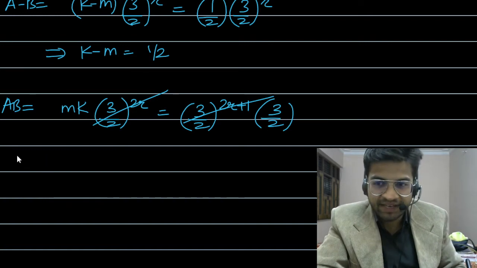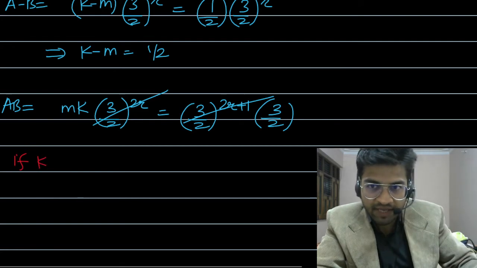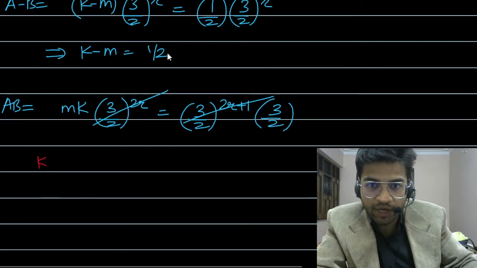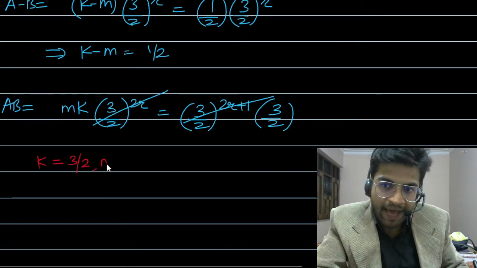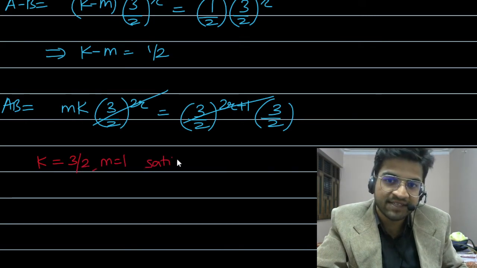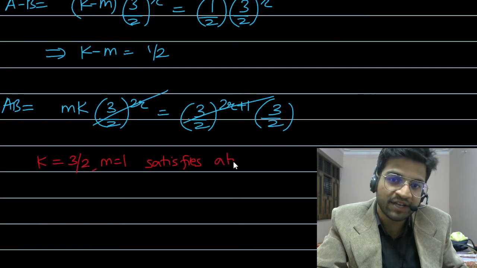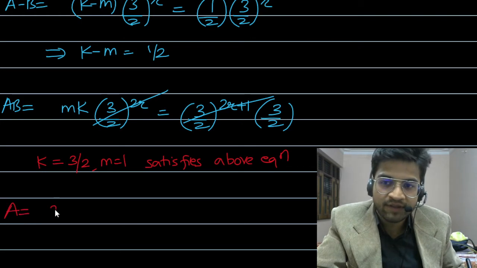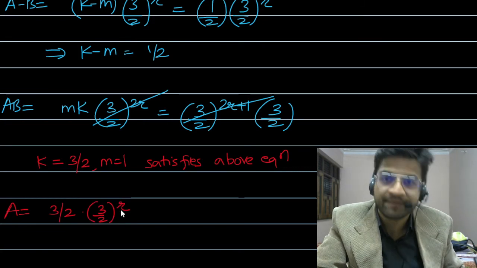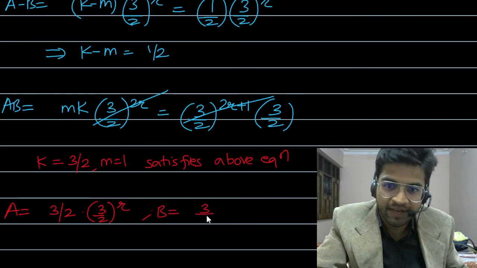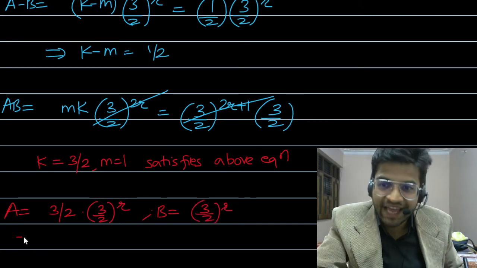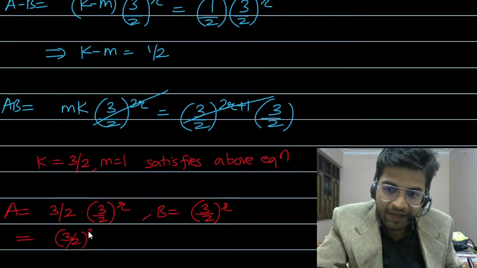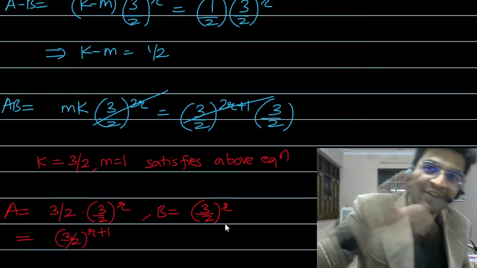So we can see that k is equal to 3 by 2, comma m is equal to 1 satisfies the above equation. Our job is done. a is equal to 3 by 2 into 3 by 2 to the power r, and b is equal to 3 by 1 into 3 by 2 to the power r. That is, a is equal to 3 by 2 to the power r plus 1 and b is equal to 3 by 2 to the power r.